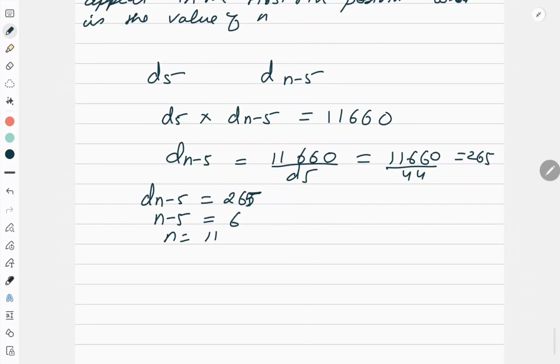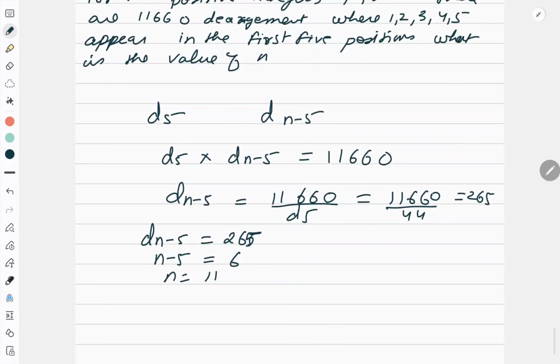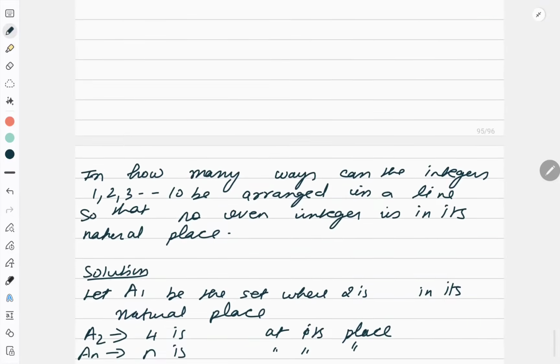Now let's move to the next question. And here, how did I assume that it is D6? Because we know that 265 is the value of D6. I have not taken 6 randomly. 265 is the value of D6, so that is how I got the number. Now let's see the last question.